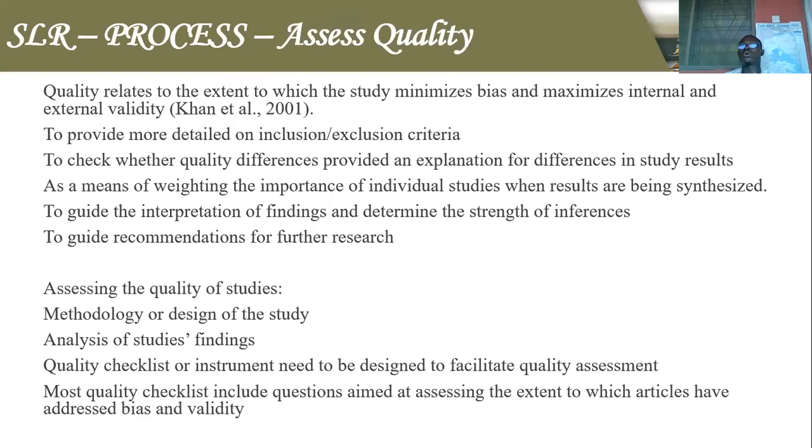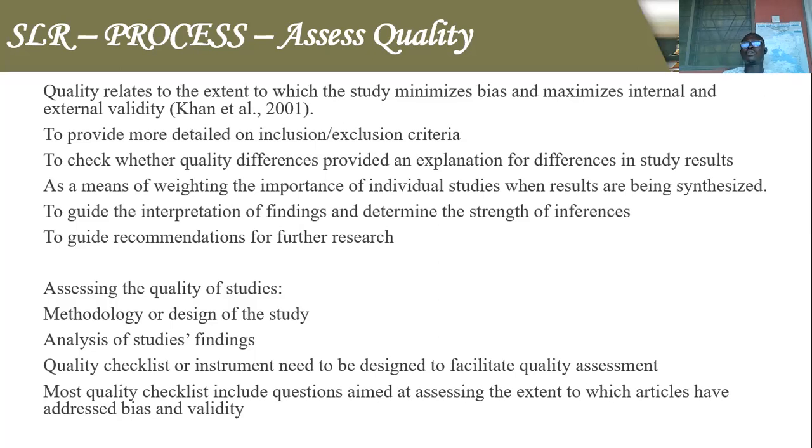So we are looking at the quality. As I said, the quality here relates to the extent to which the study minimizes bias and maximizes internal and external validity. When you talk about the quality and the reliability, we are looking at the validity, whether the instrument was able to measure what it's supposed to measure. That's the validity. So if you have a weighing scale, whether the weighing scale was able to measure the weight of the object. Then reliability looks at the consistency in that measurement.